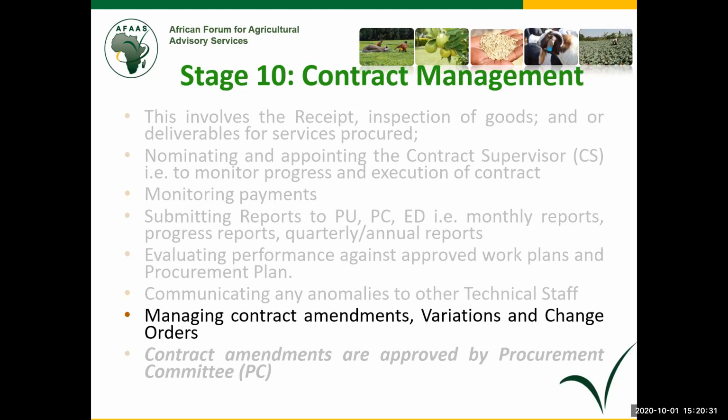Let me re-emphasize in that bullet. I have seen many situations where people will ask me, why are you not terminating this contract? It's not procurement to terminate a contract. Who initiates the termination? It is the contract supervisor, who gets approval from the accounting officer, and my work is only to do the necessary paperwork. So I can't be a cook and again eat the food myself. So I'm emphasizing that bullet. Managing contract amendments, variations, and any change orders is a responsibility of the contract supervisor.